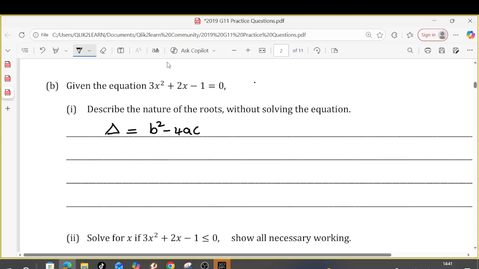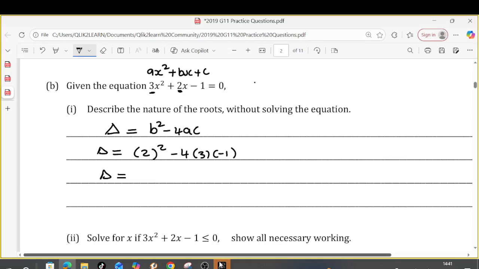Now from this formula, remember the equation is in the form of ax squared plus bx plus c. We know the value of a will be 3, the value of b will be 2, the value of c will be minus 1. Therefore, what is the discriminant? It's equal to b squared, so I'm just going to put 2 squared minus 4 times a, which is 3, times the value of c, which is minus 1. So if you punch this on the calculator, you're going to have what?